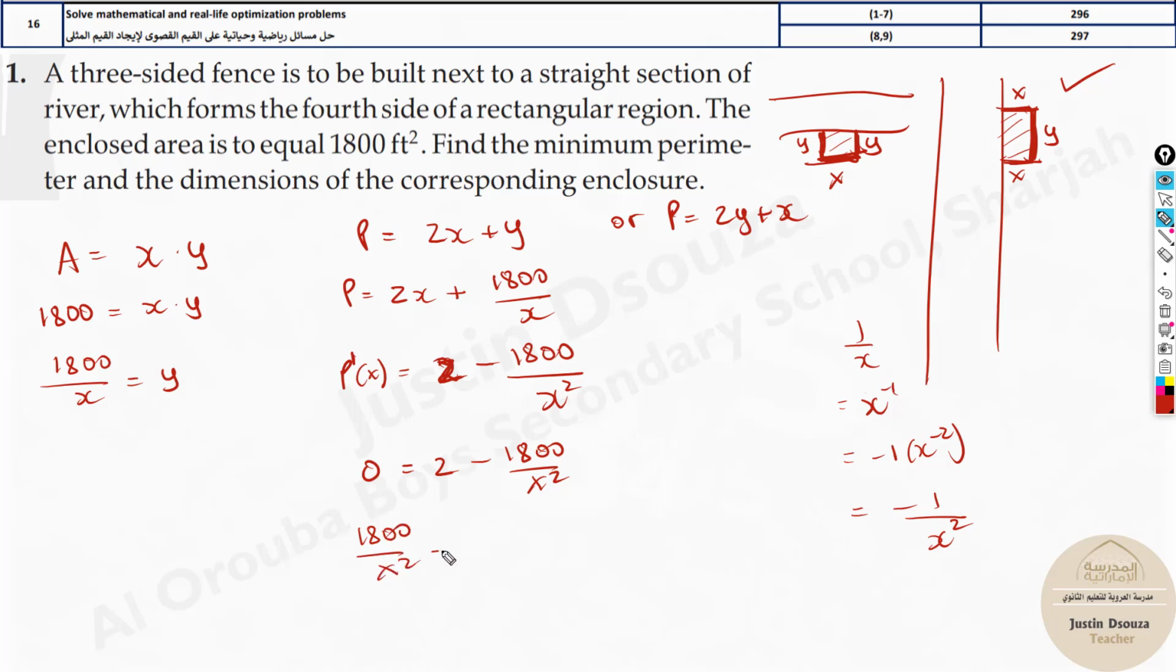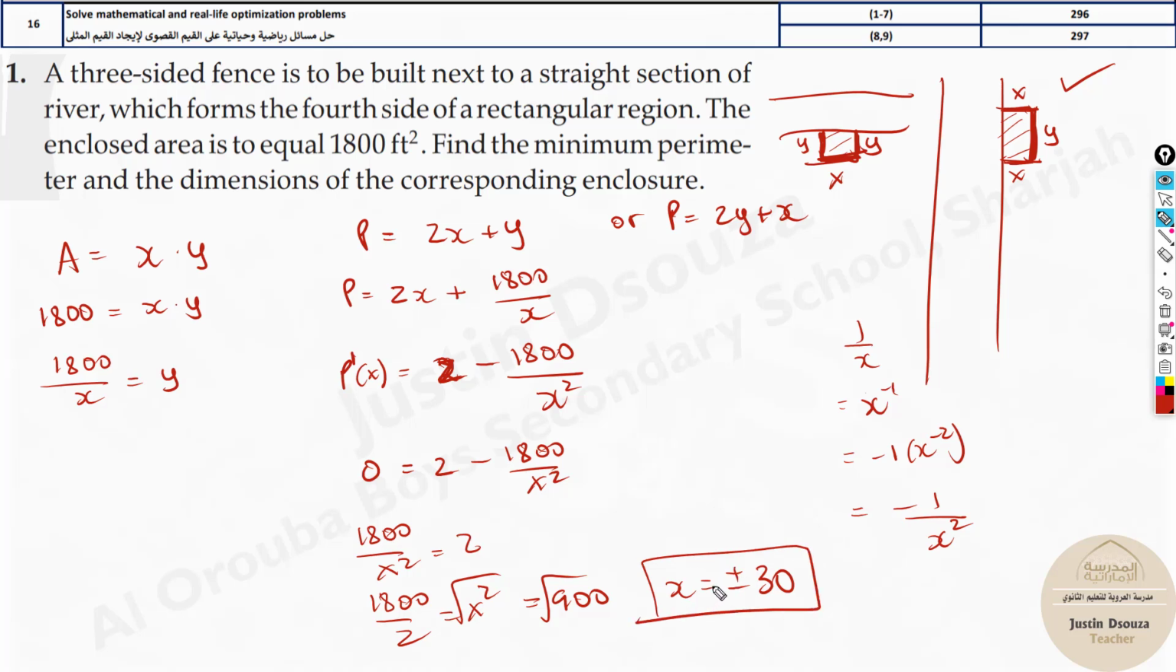1800 by x squared equals 2. Swap these. It'll be 1800 by 2 equals x squared. 1800 by 2 is 900. You need to take the square root on both sides. The square root of 900 is 30. So x will be plus or minus 30. This is the answer for x. Now here there is an important thing which you need to know.